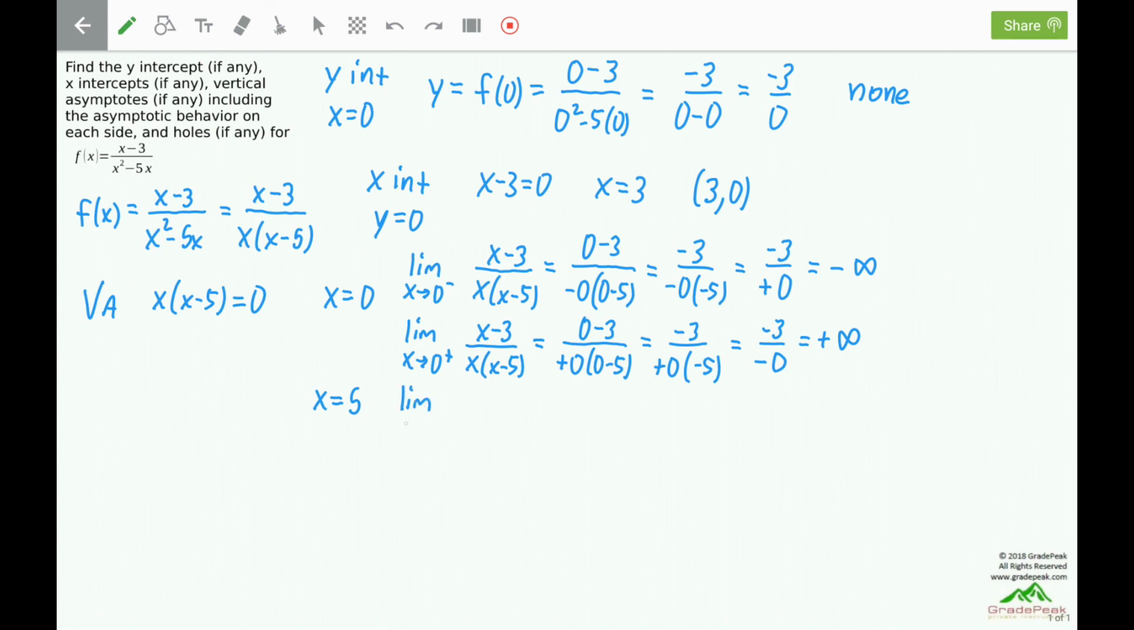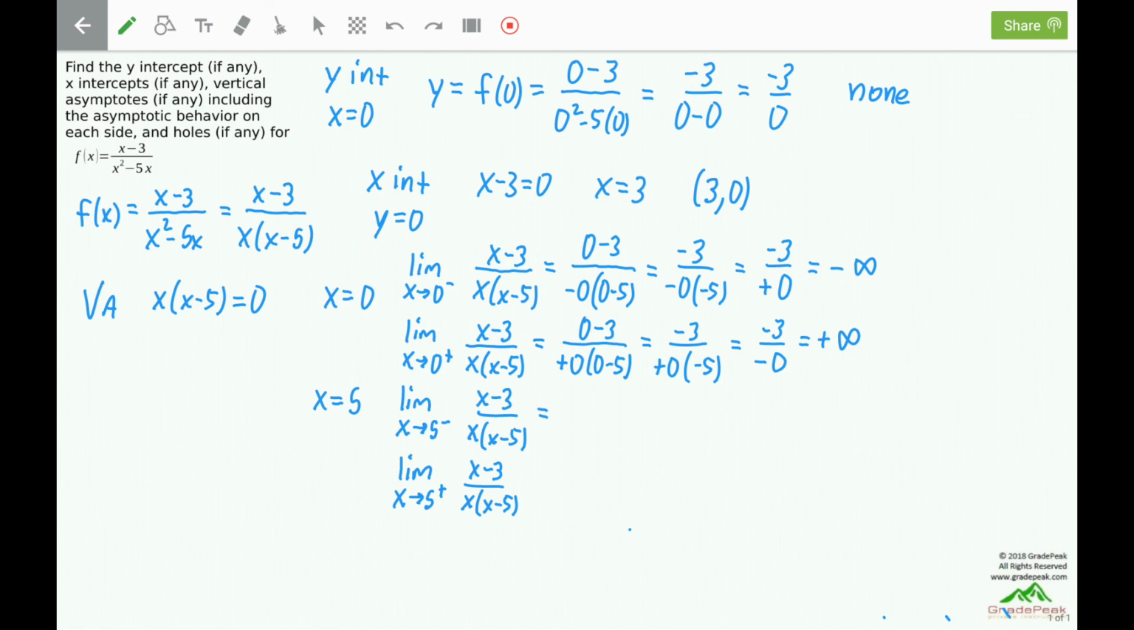For x equals 5, we can look at the left side limit, indicated by the negative superscript on the 5, of the factored version of the function. And the right-sided limit indicated by the positive superscript on the 5 of the factored version of the function. Let's start with the left-sided limit.